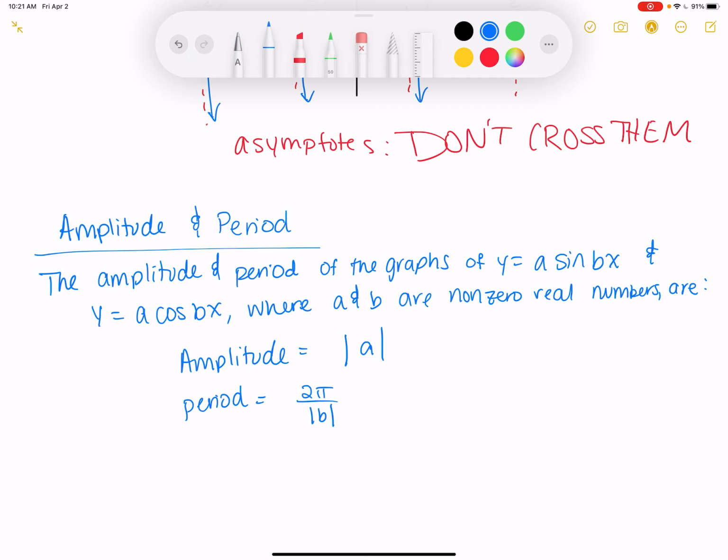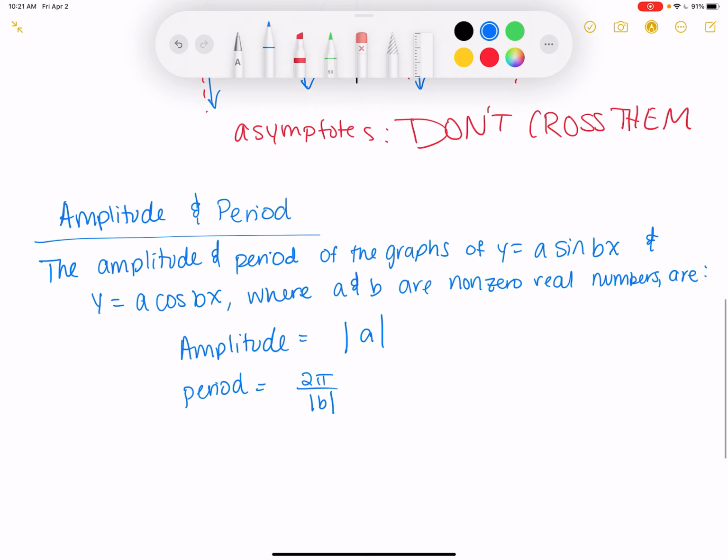Period does not have a unit. Yes, it does, at the end.